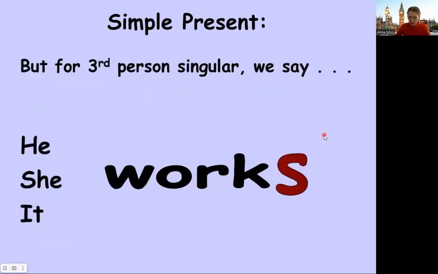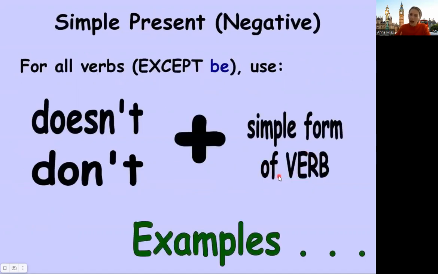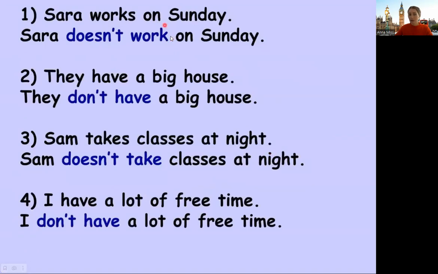We don't need anything. But if you're talking about he, she, and it, you always need to use the ending s. Don't forget this. He works, she works, it works. Please be careful with the negative sentences. For all verbs except the verb to be, we will talk about it later, we use doesn't or don't plus the simple form of the verb. It means that there is no ending here. And again, if it is he, she, or it, we use doesn't.